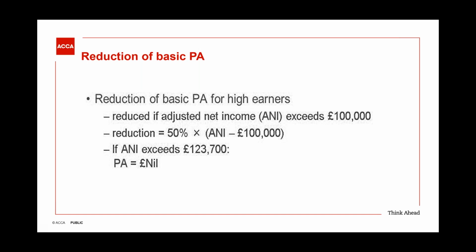Remember, either you have the personal allowance or you don't have the personal allowance at all. Personal allowance cannot be a minus figure. Therefore, if your adjusted net income is 123,700 or more, your personal allowance will be zero, because personal allowance cannot be a negative answer. So that's something to do with your personal allowance as well.